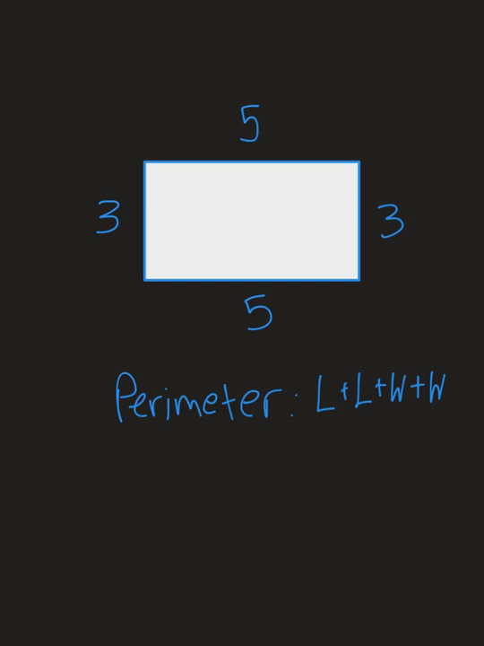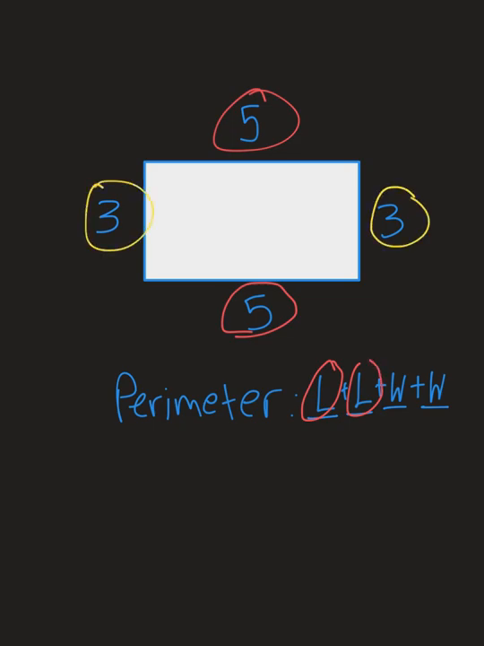So now all we have to do is add our length plus our length plus our width plus our width. So I'm just going to circle my lengths in red here and circle that in the formula. And then I'm going to circle my widths in yellow, just so you can see what those pieces are that we're going to be adding together. All right, so we're going to add up 5 plus 5 plus 3 plus 3, and that's going to give us what?